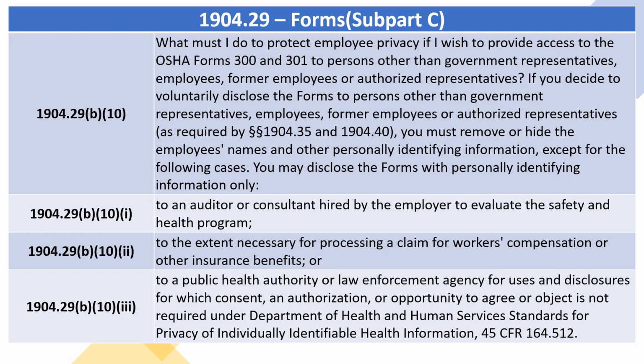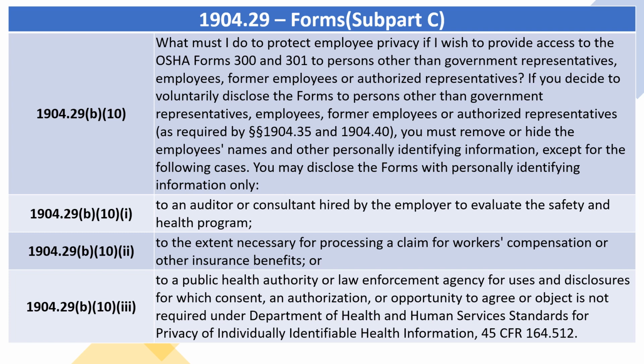1904.29(b)(10) What must I do to protect employee privacy if I wish to provide access to the OSHA Forms 300 and 301 to persons other than government representatives, employees, former employees, or authorized representatives? If you decide to voluntarily disclose the forms to persons other than government representatives, employees, former employees, or authorized representatives, as required by sections 1904.35 and 1904.40, you must remove or hide the employees' names and other personally identifying information, except for the following cases.